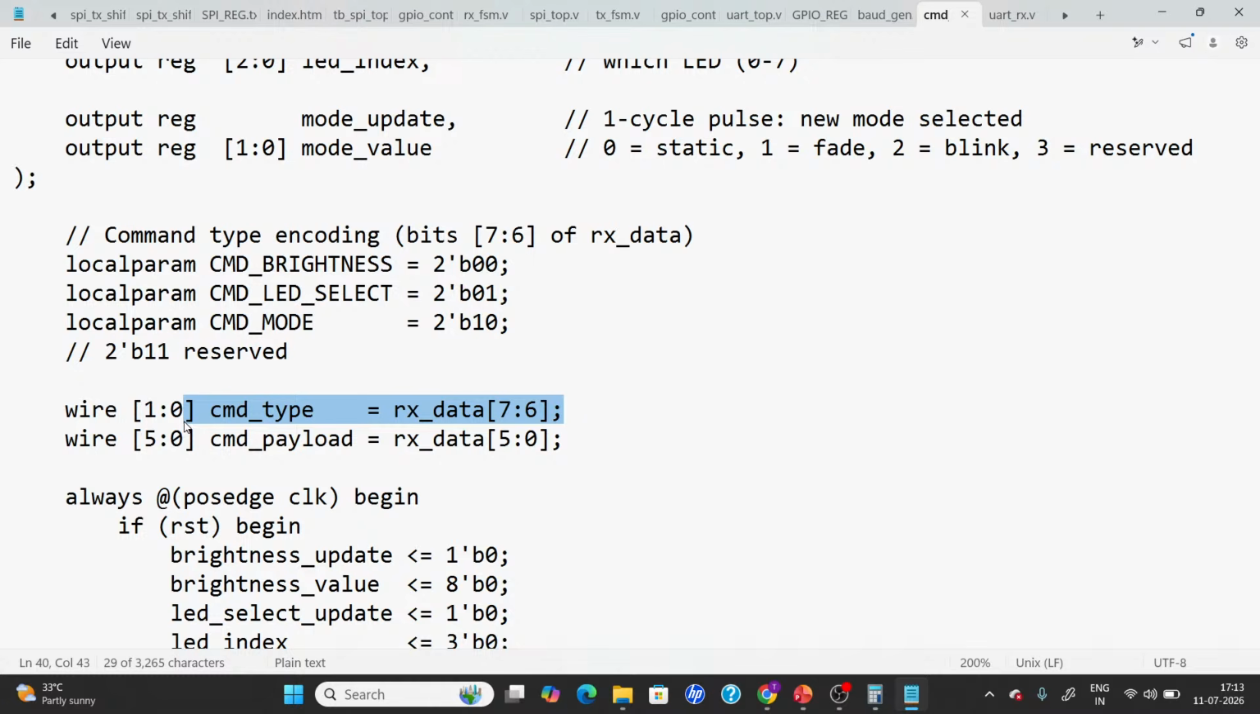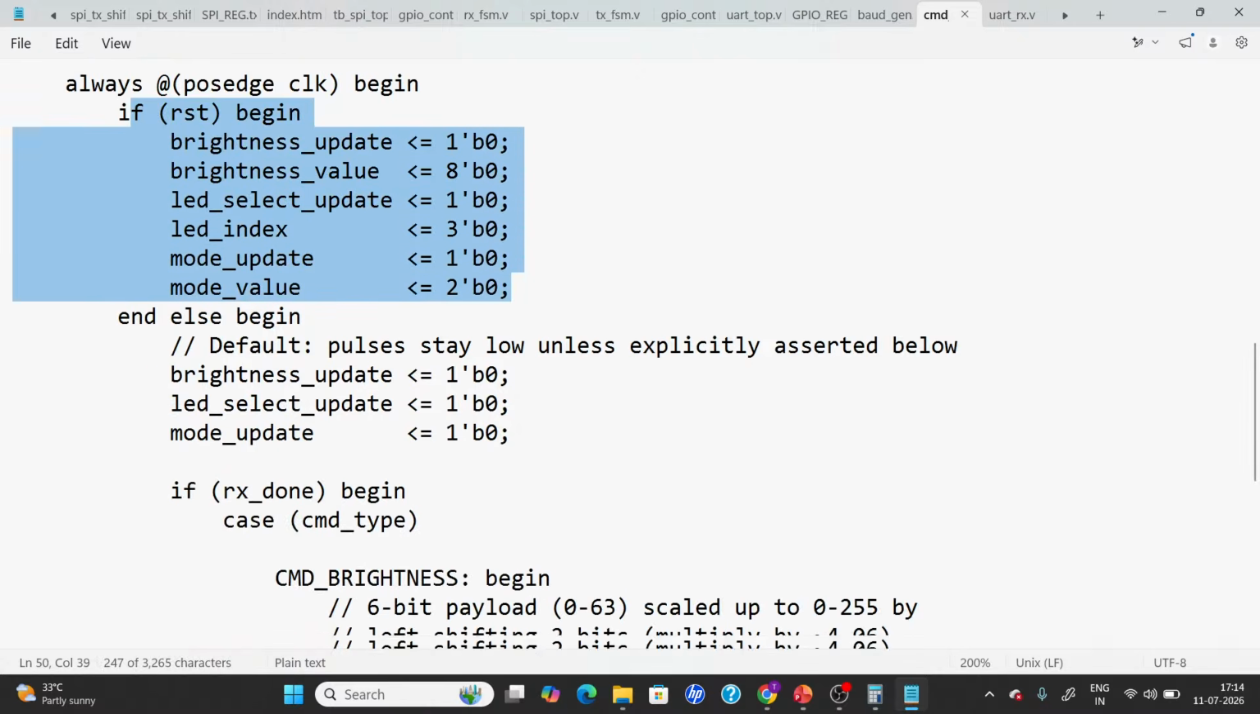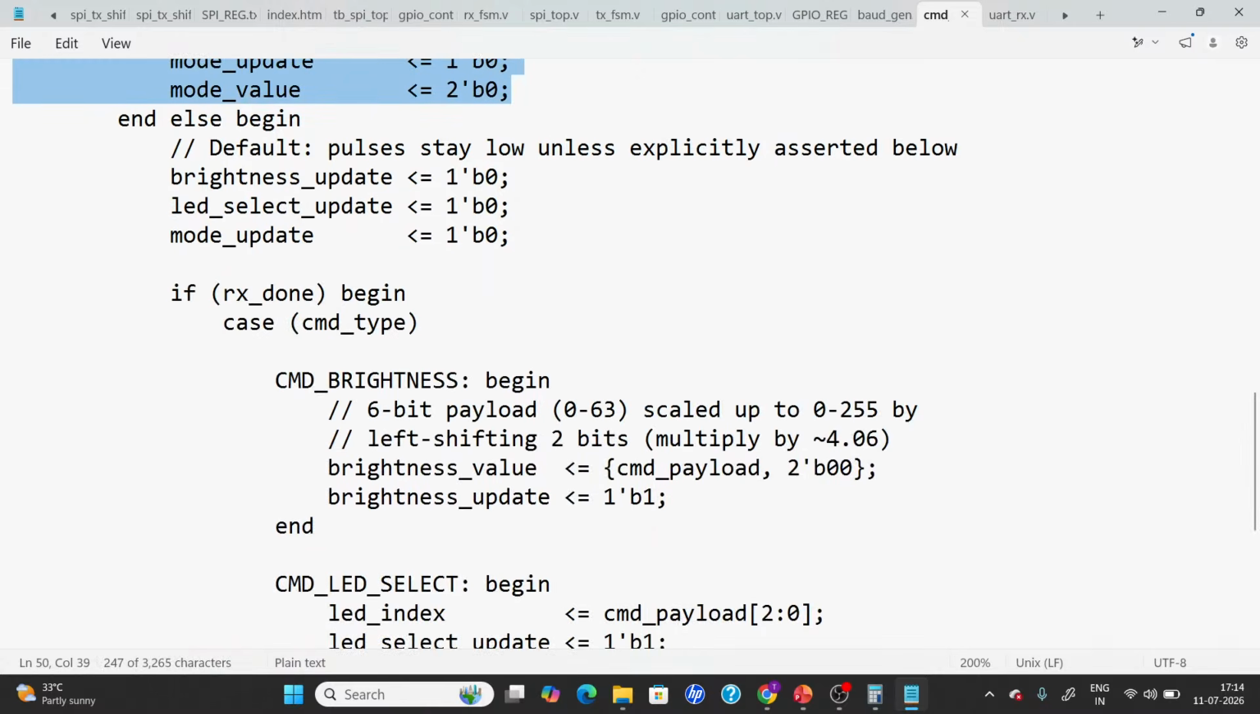When I discussed the byte format of this particular LED controller, I told you this is the byte format. Now, if reset is applied, all of these will be equal to 0, and by default, these values will be equal to 0. Now, if Rx underscore done, that means the UART receiver has successfully completed the serial to parallel conversion and has sent me the data, then Rx underscore done will be equal to 1, and depending upon my command type.